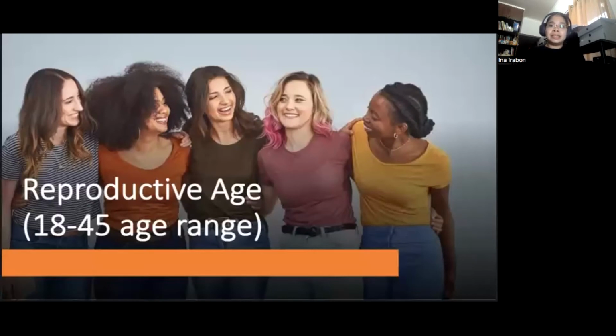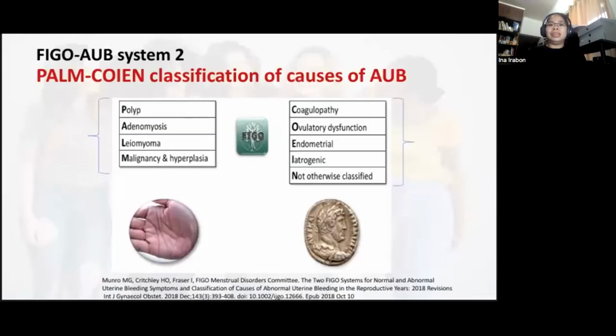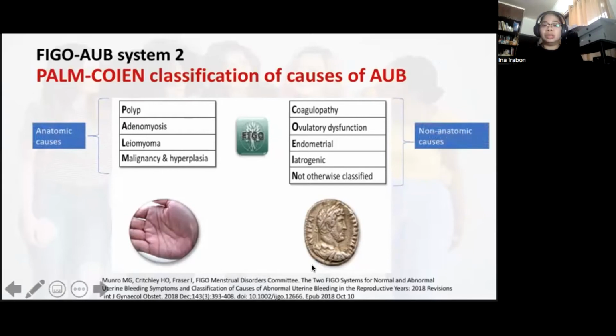Now for the next age group, we have the reproductive age. Most often, we label this age group as belonging in the 18 to 45 age range. The most common etiology for this age group will be this one: the PALM-COEIN classification of the causes of AUB. So PALM is this part, the anatomic causes of AUB, and we have the COEIN part, the non-structural or non-anatomic causes.